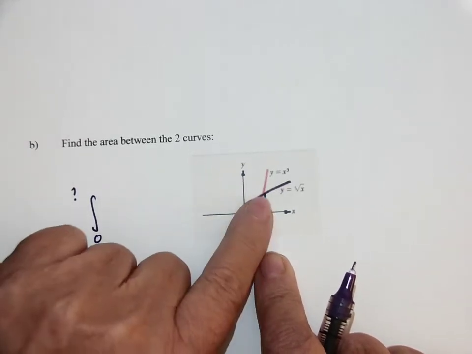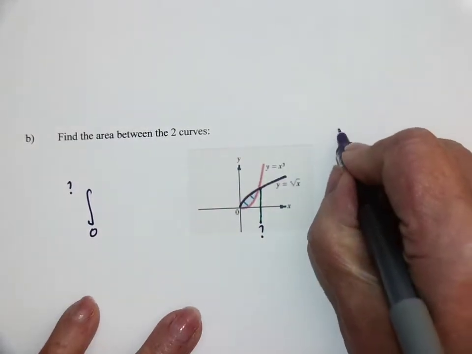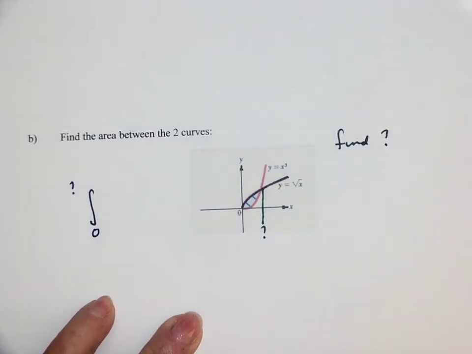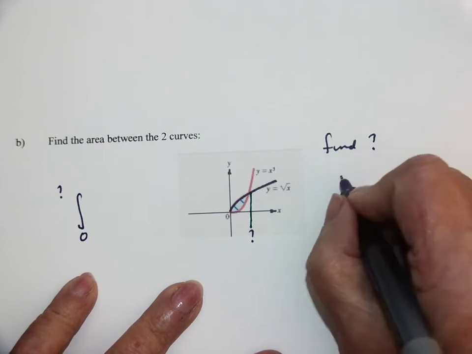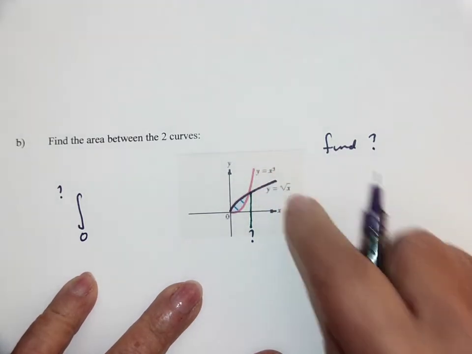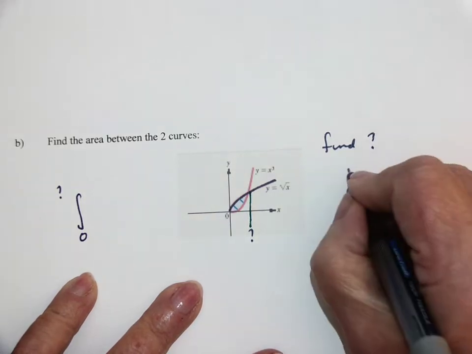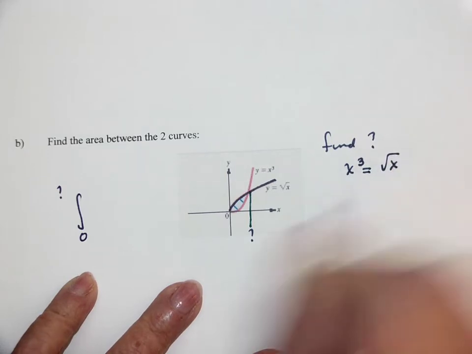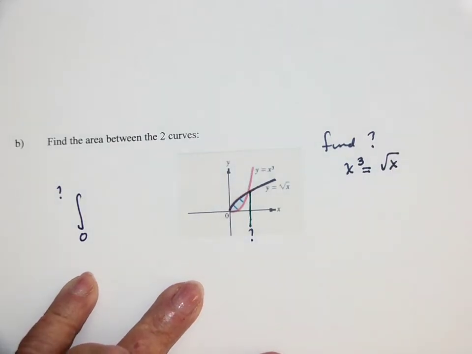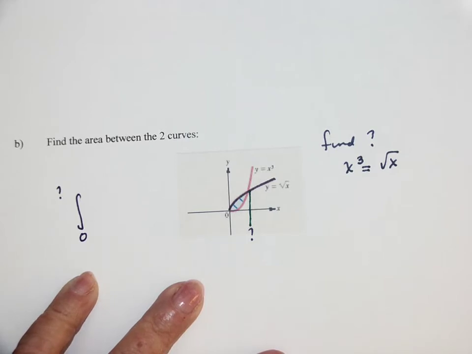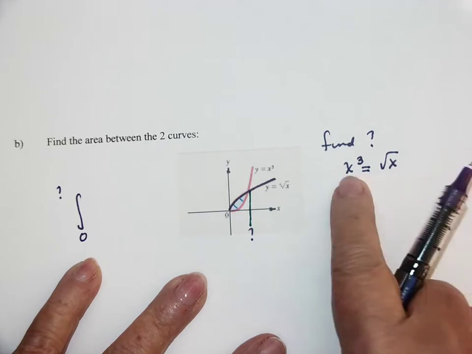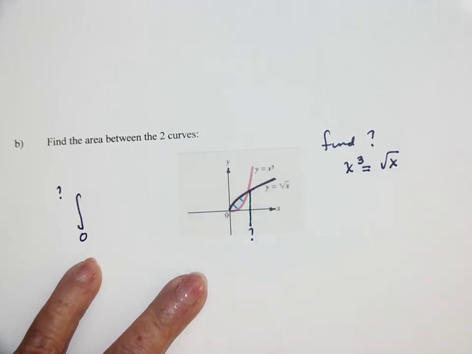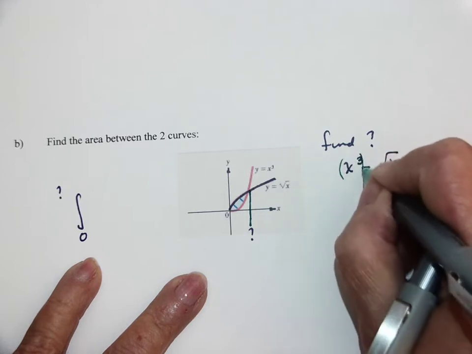So what do I know? It's where they intersect. So I need to find, in this case, the question mark, by taking these two functions and setting them equal to each other. This is where x cubed equals the square root of x. Now there's a couple of ways that you can go about this. Since this is a radical, I can clear the radical by squaring both sides.